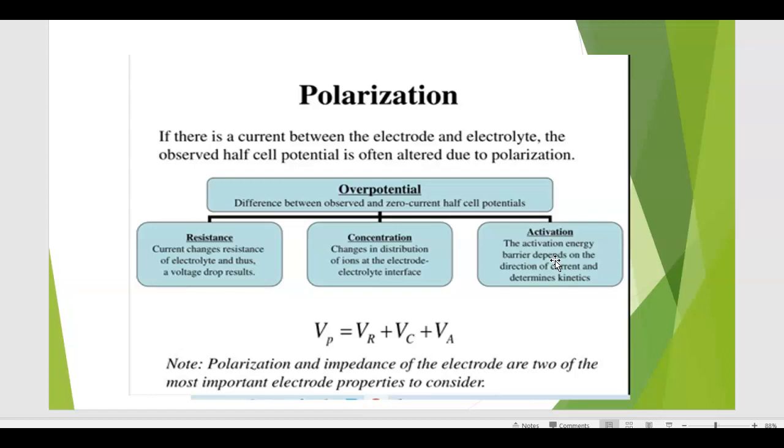The polarization and impedance of the electrode are the two most important electrode properties to consider. That is, over potential is equal to resistance plus concentration plus activation.